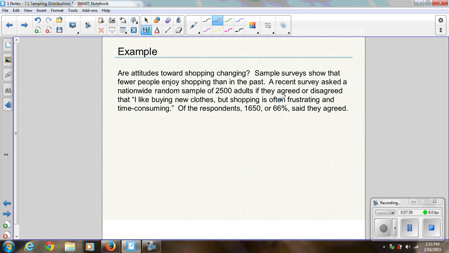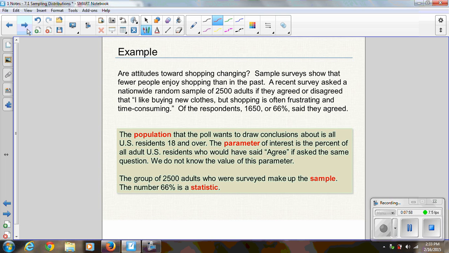Notice that we're talking about 66% here. That is a proportion. It's not an average. And so in terms of our notation, I would be either using a p or a p hat, depending on whether or not it represented the population or the sample. In this case, the population that the poll wants to draw conclusions about is all U.S. residents 18 and over, because it's looking at American adults. That's the population that we're trying to describe.